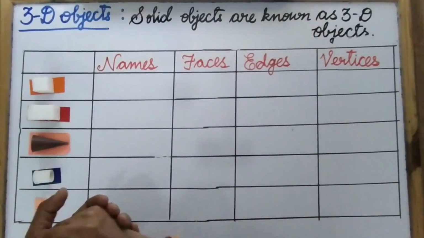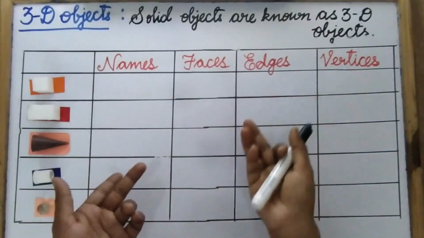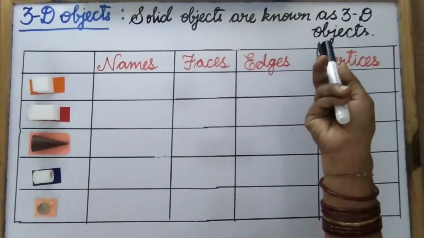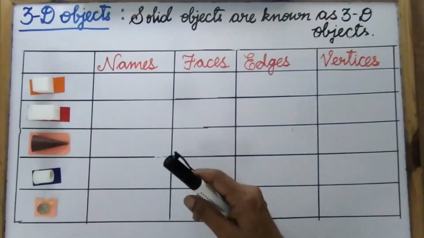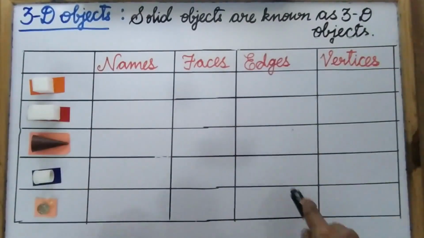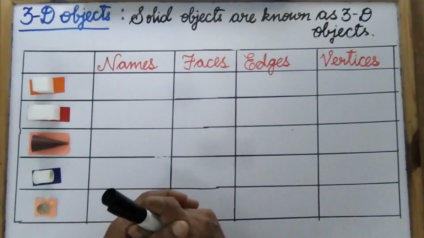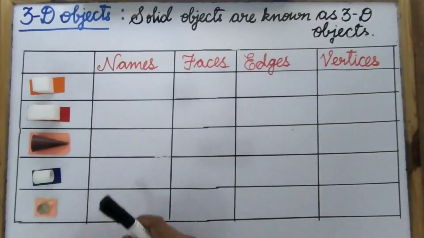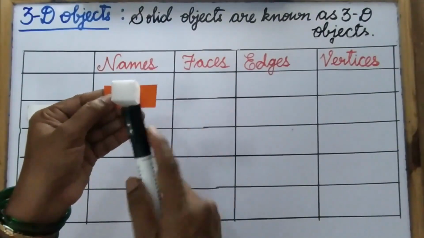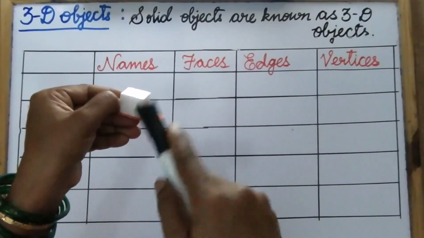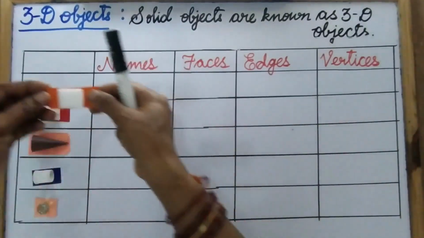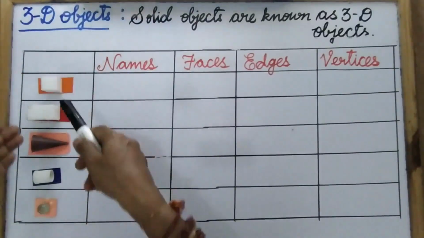Yes, children, here come 3D objects. What are 3D objects? Solid objects are classified as 3D objects. Okay, so 2D objects have only length and breadth. That's it, so they are called 2D objects. But these solid shapes are called 3D objects as they have length, breadth as well as height. Okay, you can see here: length, breadth and also height. Okay, so we are familiar with these shapes.